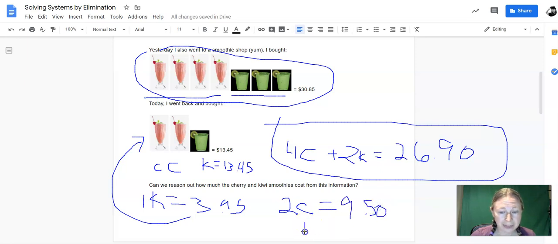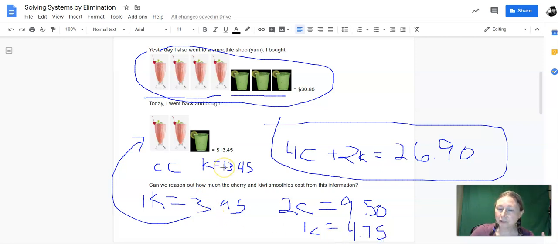And therefore, if we cut that in half, one cherry smoothie would cost, let's see, not remembering my math facts very well, 4.75. So there you go. Cherry smoothies cost 4.75 and kiwi smoothies cost 3.95.